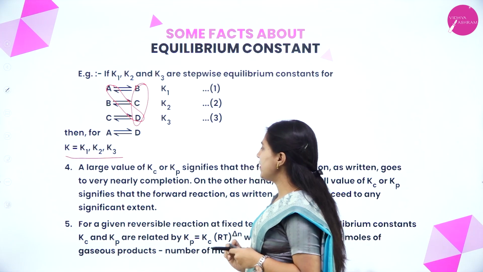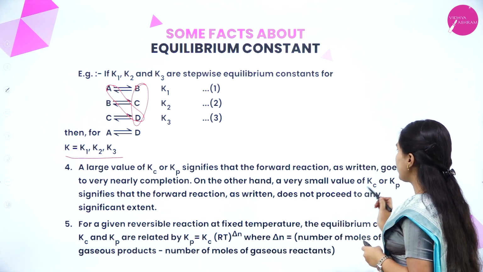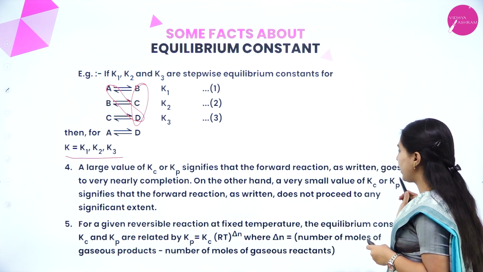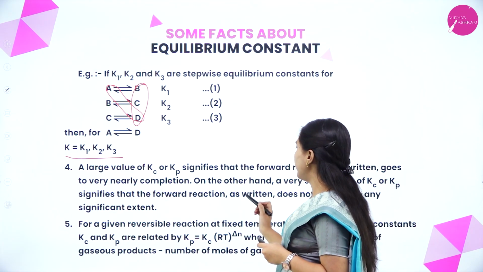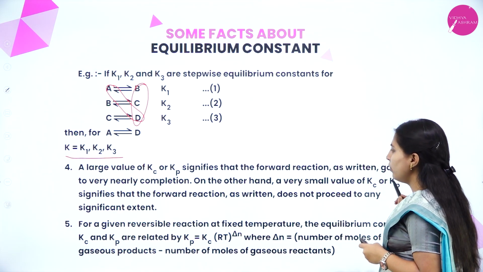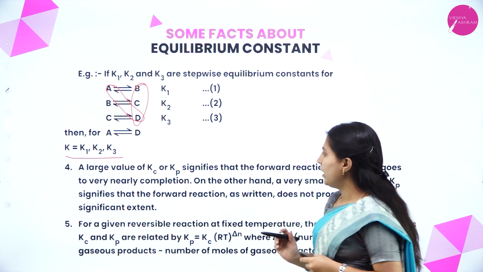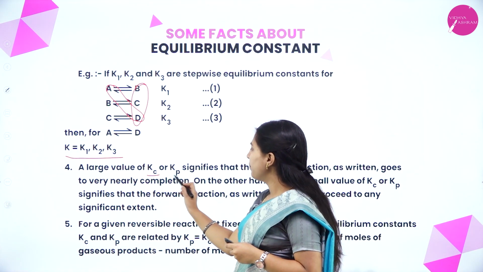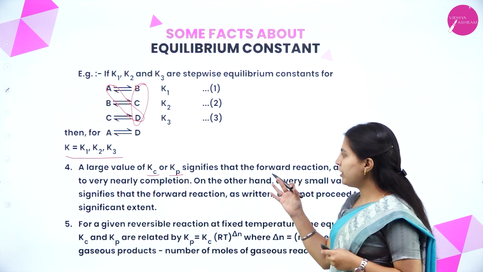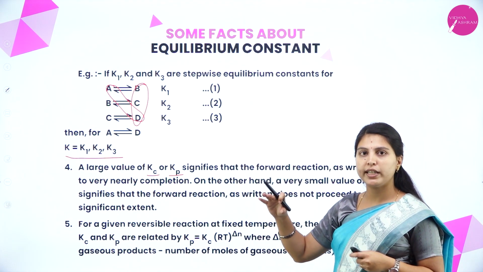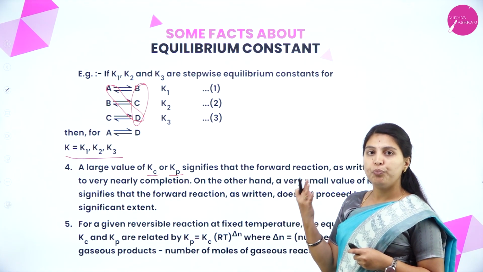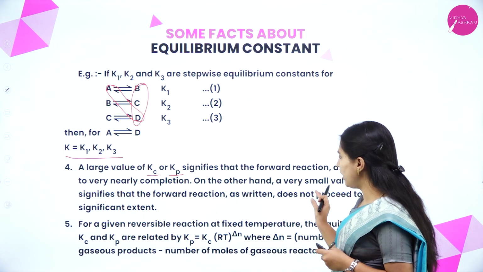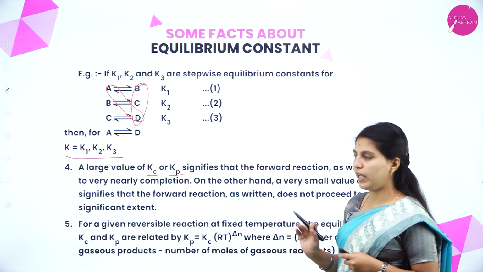A large value of Kc or Kp signifies that the forward reaction as written goes very nearly to completion. On the other hand, a very small value of Kc or Kp signifies that the forward reaction as written does not proceed to any significant extent. Kc is the equilibrium constant at molar concentration, and Kp is the equilibrium constant at partial pressure. If the value is large, the forward reaction will also proceed to a greater extent, at least reaching near completion. If it is a small value, it will not change to any significant extent.